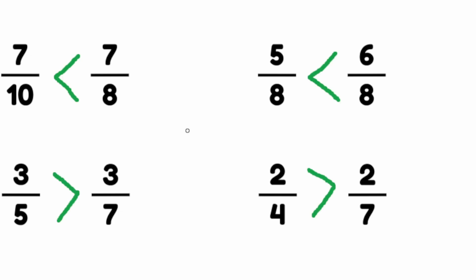Okay, so here are the answers we have. 7/10 is less than 7/8. 5/8 is less than 6/8. 3/5 is greater than 3/7, and 2/4 is greater than 2/7.